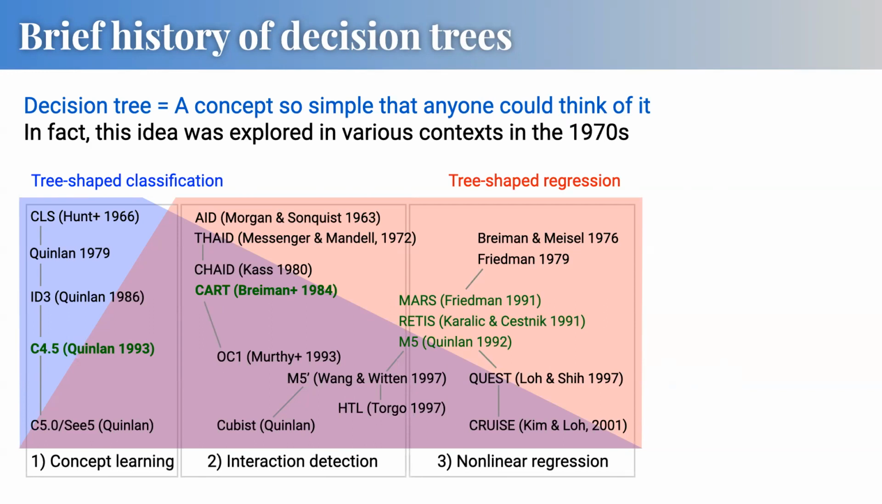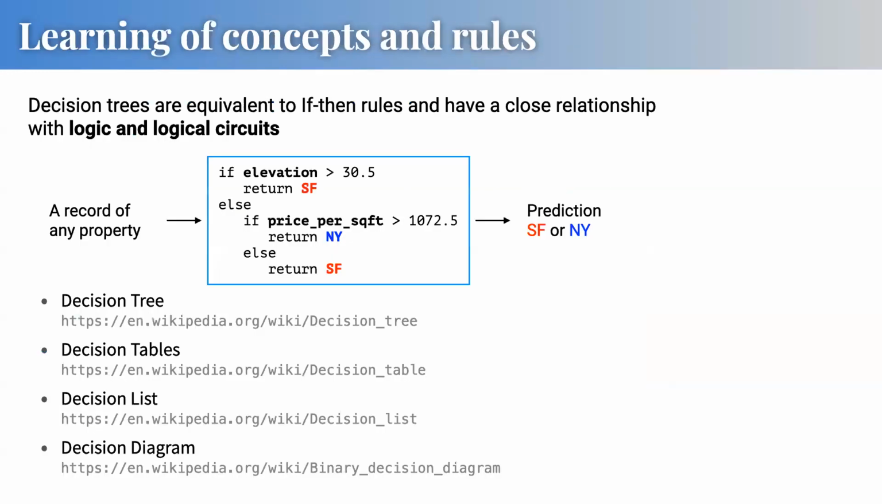So the first one is learning of a concept. As I said, this is an if-then rule, so it's a logical rule, right? This algorithm can be seen as getting a logical rule from data sets, and it has a close relationship to logic and logical circuit design. Other than decision trees, we also have decision tables, decision lists, and decision diagrams, and all of these are primarily related to logical circuits or some logic.